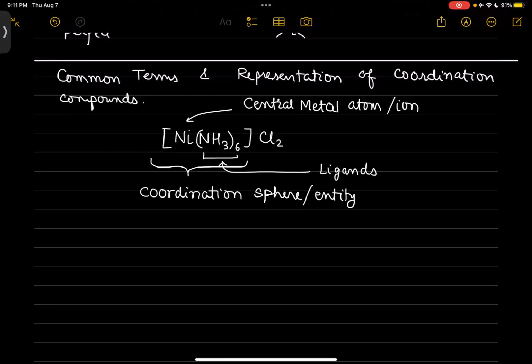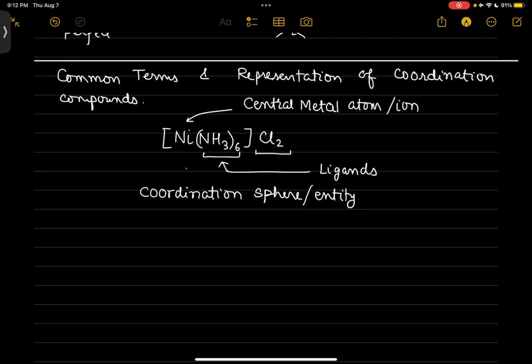I have written them above and below. So central metal and a ligand. Yes, a central metal atom or an ion, exactly. And the ligands, which are groups connected to the metal atom. And the whole thing is enclosed in a square bracket, and that is known as the coordination sphere or entity. I hope this is clear.